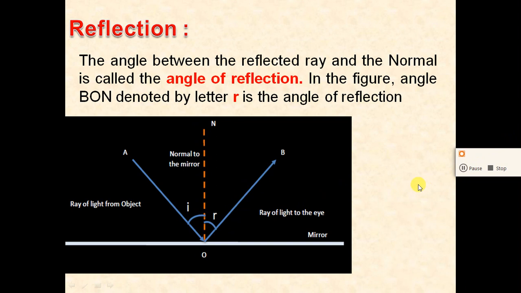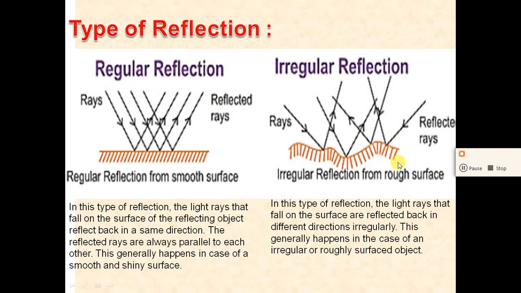So now, dear students, how are the rays of light reflected from the surface? The reflection can be classified into two different types. According to how the rays of light are reflected from the surface, the reflection is classified into two categories.